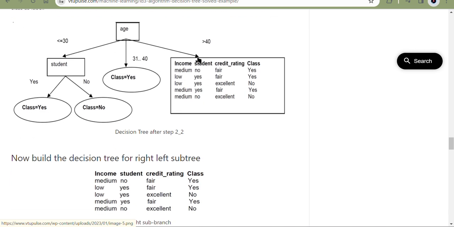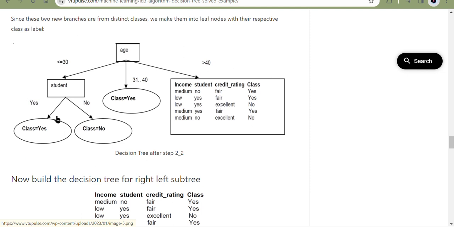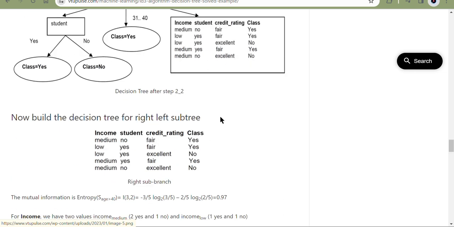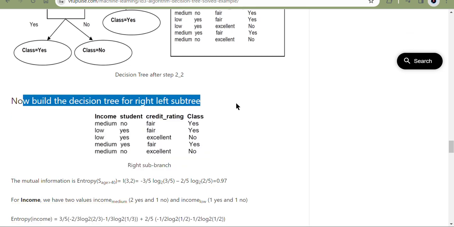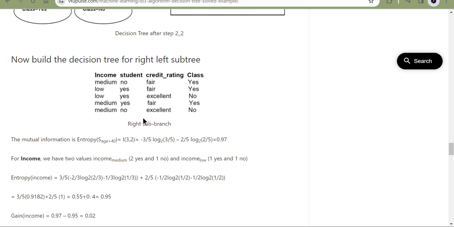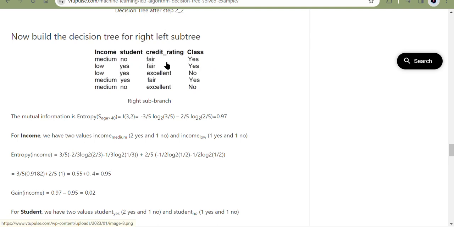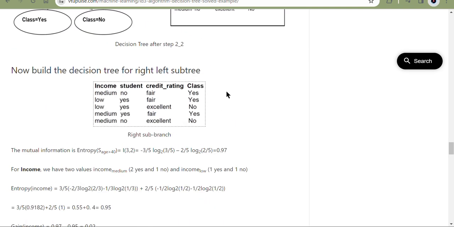This is what we got on the left side. Student: class yes, class no, yes, no. Age less than or equal to 30, this is yes. And now we have to solve for this part. Now we have to build the decision tree for the right subtree, the left subtree.